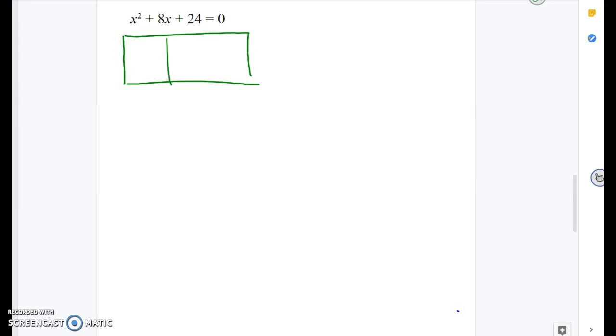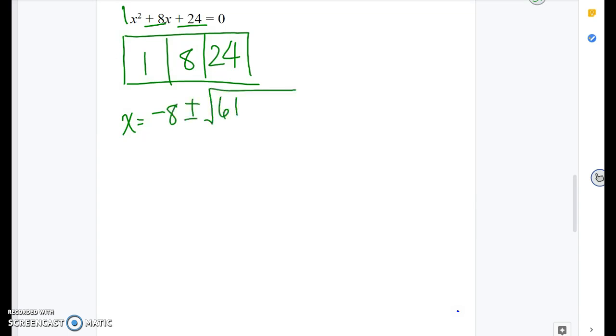And then we have this next one here. This one's already equal to 0, so I'm good that way. So my A, B, and C is 1, 8, and 24. Okay? Remember, if you don't see it, it's a 1. So x is going to equal -8 plus or minus the square root of 64 minus 4 times 1 times 24, all over 2 times 1.